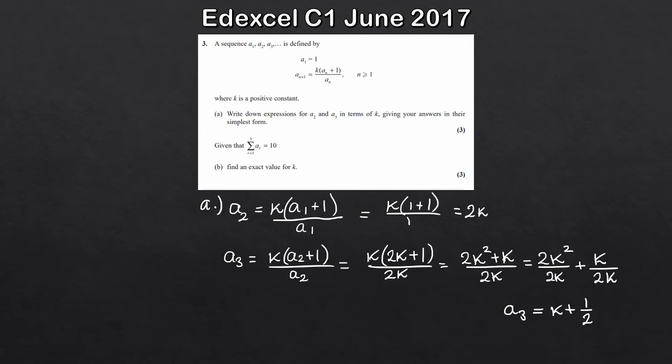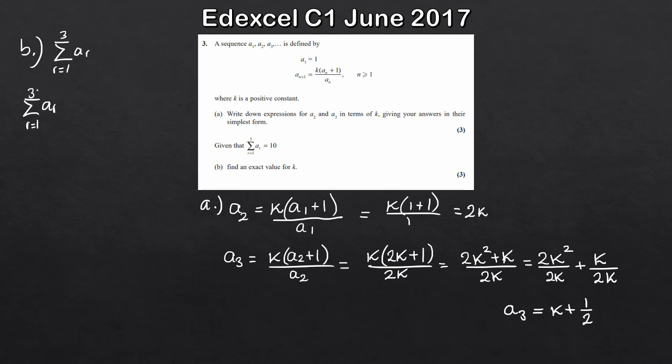Now for part B, we want to find an exact value for k. And the way we do that is by using the information they give us. And that information is the fact that the summation of Ar from r equals 1 to 3, so the first 3 terms of our sequence, is equal to 10. Now we know the first 3 terms, we've worked them out. We know A1 is 1, we know A2 is 2k, and we know A3 is k plus a half. So all we need to do then is add everything up, set it equal to 10, and then solve for k.